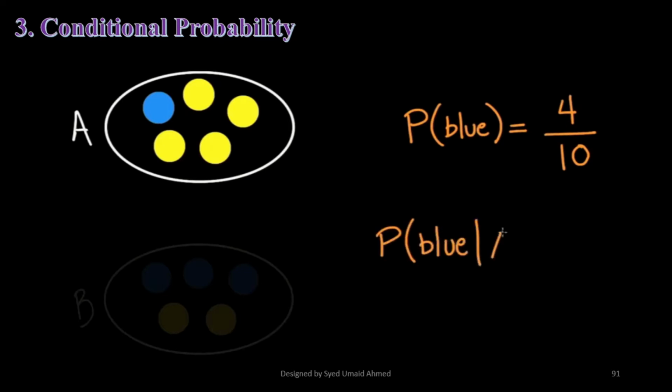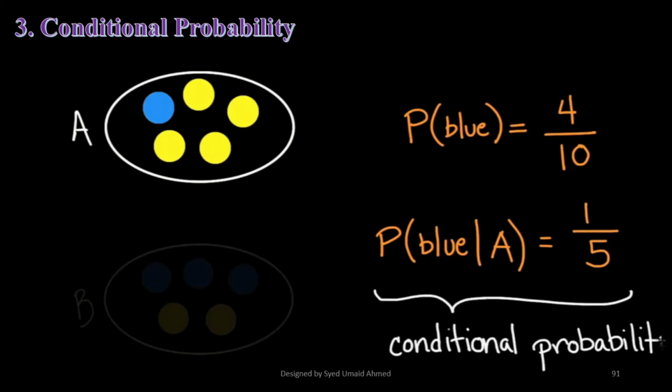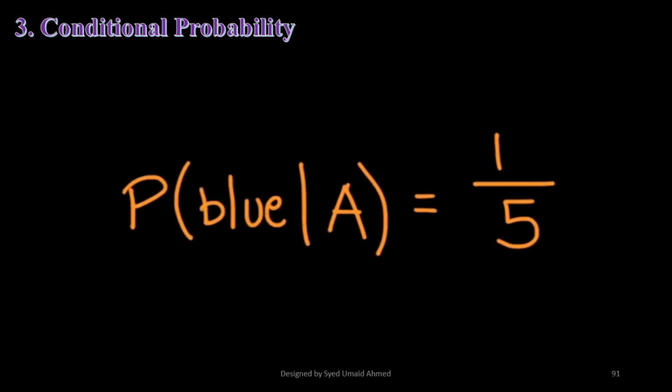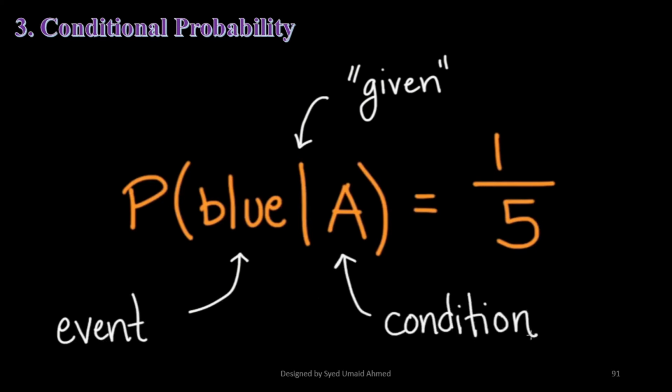Restricting our attention to a specific set of outcomes changes the sample space and can also change the probability of an event. This new probability is what we call a conditional probability. This is standard notation for conditional probability. The vertical bar is read as given. The probability we are looking for precedes the bar, and the condition follows the bar.